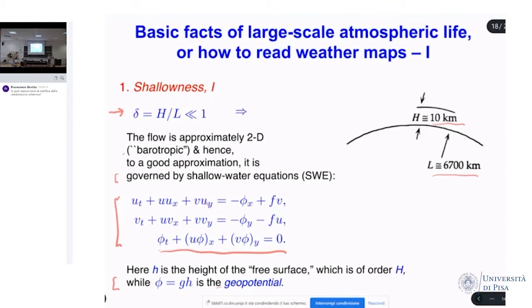It's the same thing that I told you rotates the motion to the right in the northern hemisphere, and to the left in the southern hemisphere. Because in the southern hemisphere, Mr. Coriolis stands on his head.